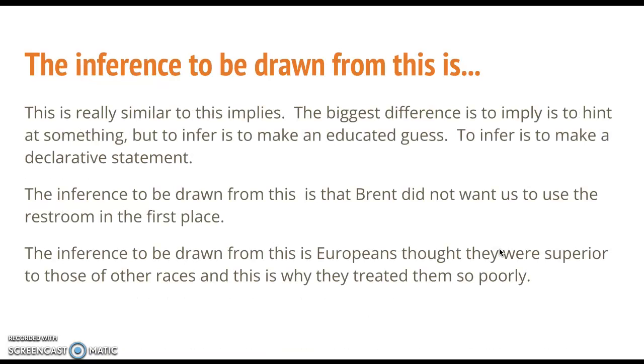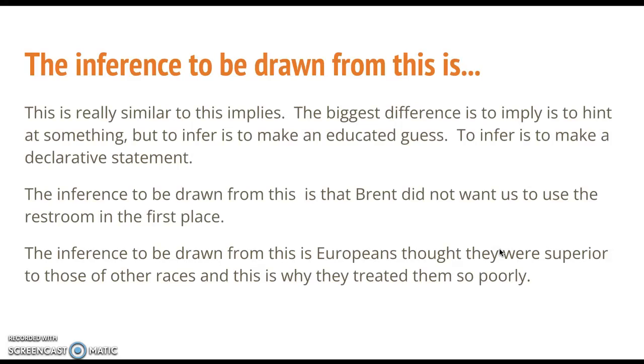Okay. The inference to be drawn from this is, so this is really similar to this implies. The biggest difference is to imply is to hint at something, but to infer is to make an educated guess. To infer is to make a declarative statement. The inference to be drawn from this is that Brent did not want us to use the restroom in the first place. Right? That's one example, that you might produce evidence of the rules I'm putting around you using the bathroom and say, you know what, I don't even think Brent wanted us to go. Or the inference to be drawn from this is Europeans thought they were superior to those of other races, and this is why they treated them so poorly.